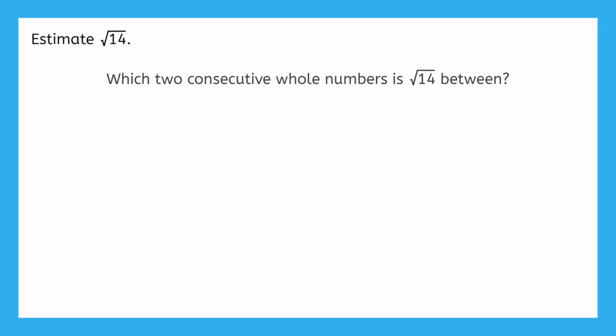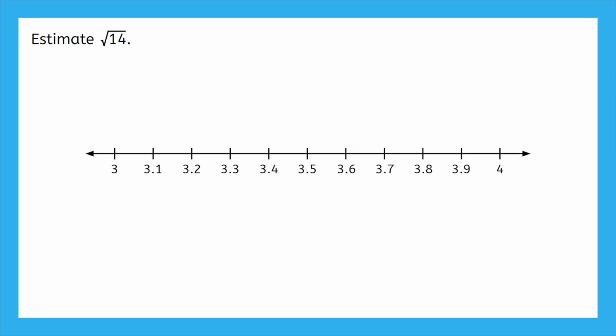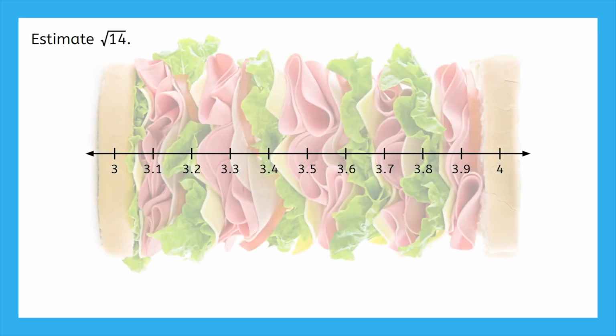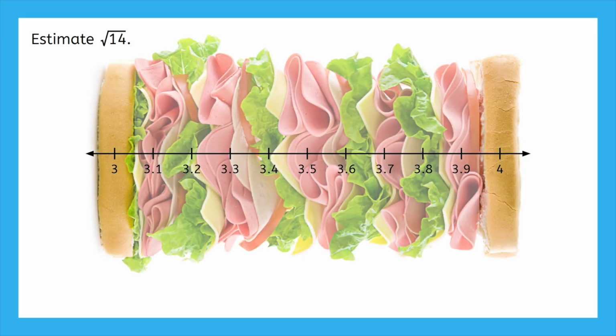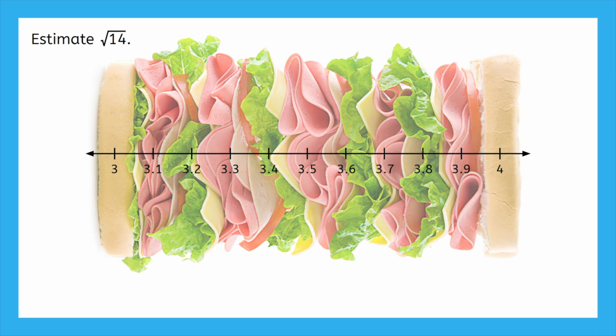Let's try estimating the square root of 14. Which 2 consecutive whole numbers is it between? It's between 3 and 4, because 3 squared is 9, and 4 squared is 16. That's a great start. But now we should visualize this on a number line between 3 and 4. Think of this like a sandwich. 3 and 4 are the slices of bread, and the square root of 14 is somewhere in between. But there are a lot of numbers inside this sandwich, so let's try to narrow it down.